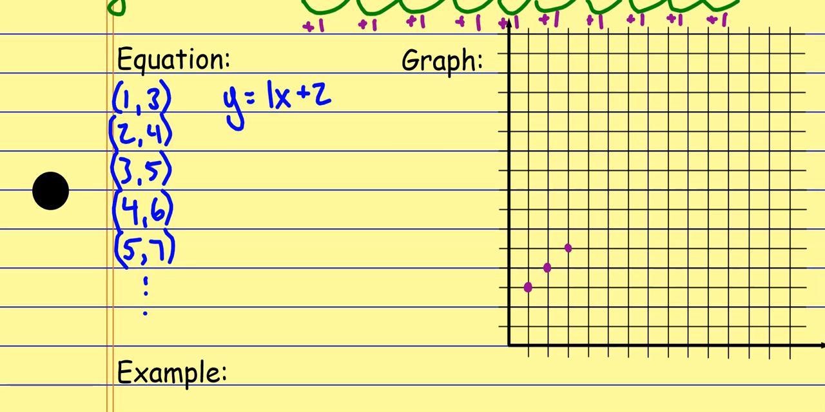The next one, 3, 5. The next one, 4, 6. 5, 7. And the idea here is, yeah, I could go back up to that table and plot every ordered pair that I see. But again, we want to look at this from a perspective of looking for a pattern. And visually, when you look at this graph, when you look at those points, the pattern is that we're going up 1 and over 1, and then up 1 and over 1 again, and then we keep that pattern.